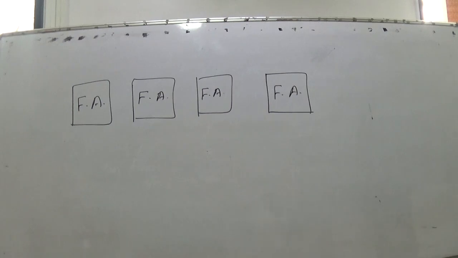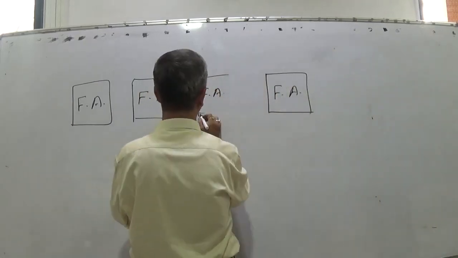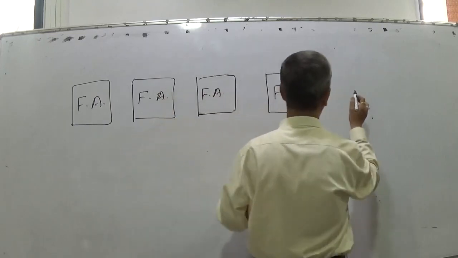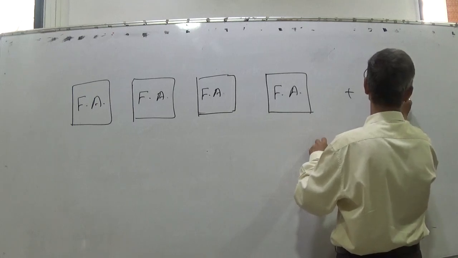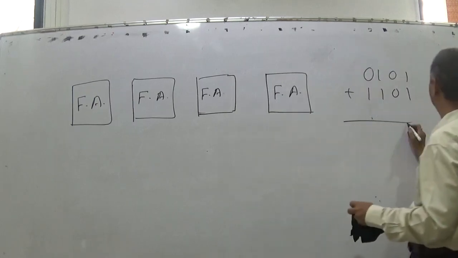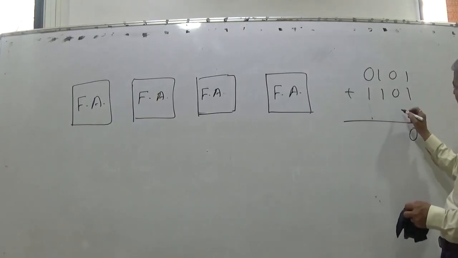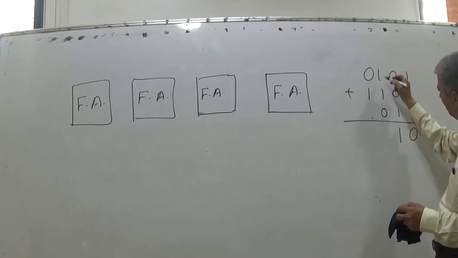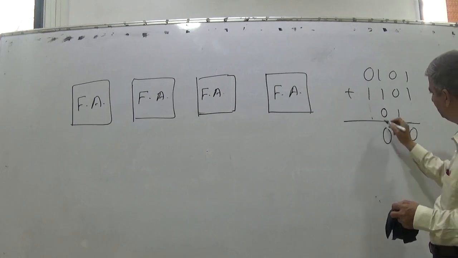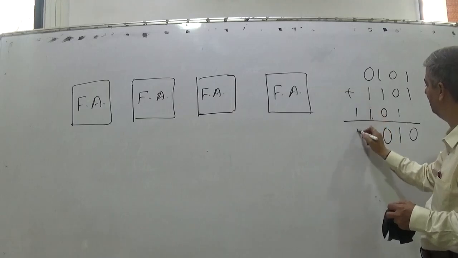How do I add 2 4-bit numbers? What is the procedure of adding 2 4-bit numbers? Suppose I add like this, 0 1 0 1 plus 1 1 0 1. While adding, I only have these 2 bits. So this plus this, 1 plus 1, 0 carry 1. 0 plus 0 plus 1, 1 carry 0. 1 plus 1 plus 0, 0 carry 1. 1 plus 1 plus 0, 0 carry 1, and this is the answer.